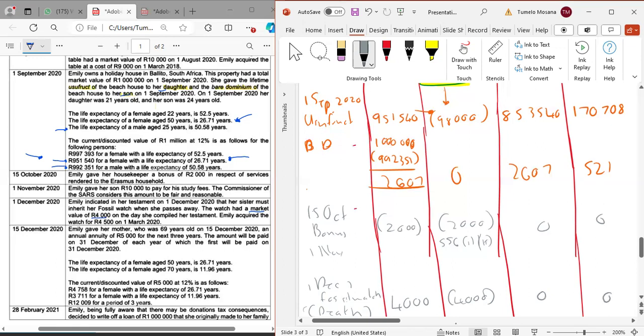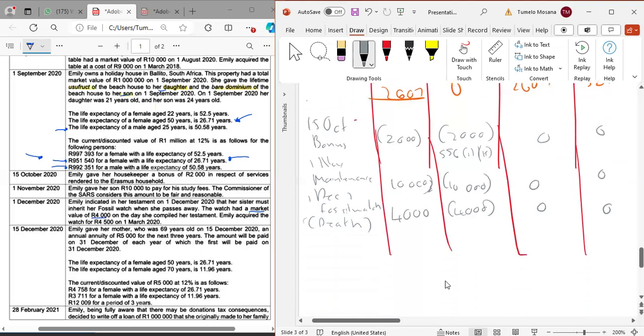Now on the 1st of November, the one that you skipped, Emily gave her son 10,000. So this is essentially maintenance. Maintenance is exempt if it is reasonable. If the commissioner declares that maintenance is reasonable, it is exempt.